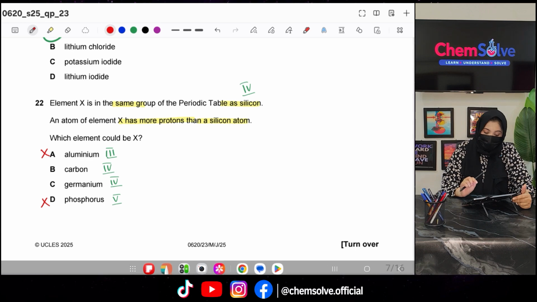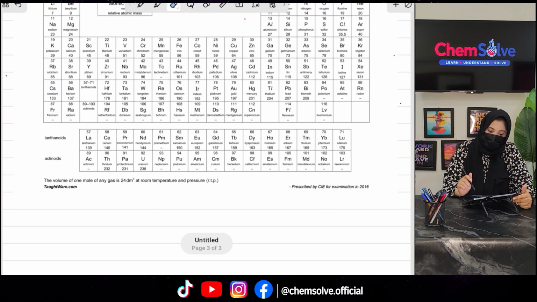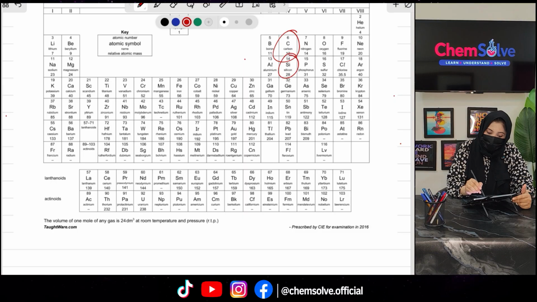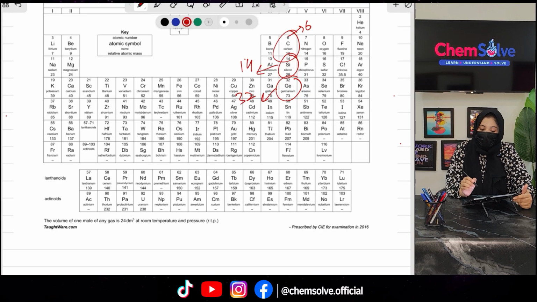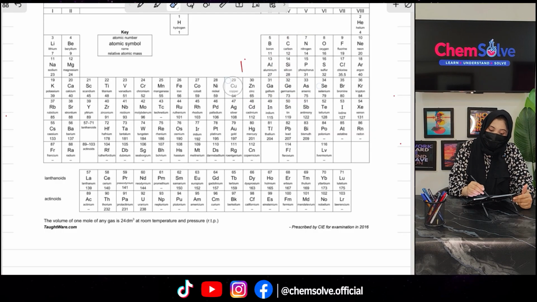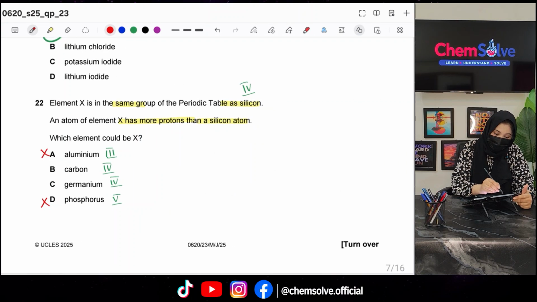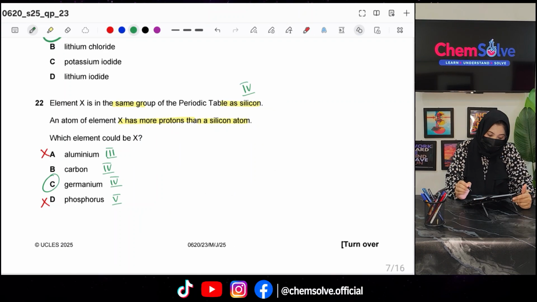Now, to look at the number of protons, let's see the periodic table. So in the periodic table, carbon is here, silicon is here, and germanium is here. Carbon has 6 protons, silicon has 14 protons, germanium has 32 protons, and we need an element that has more protons than silicon. So clearly our option is germanium, so option C.